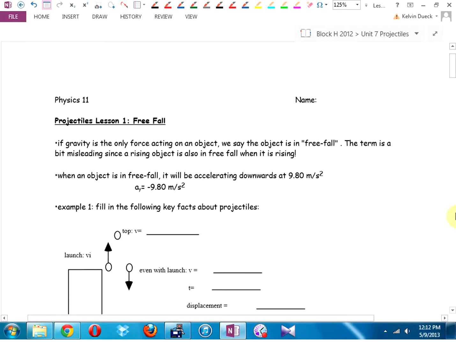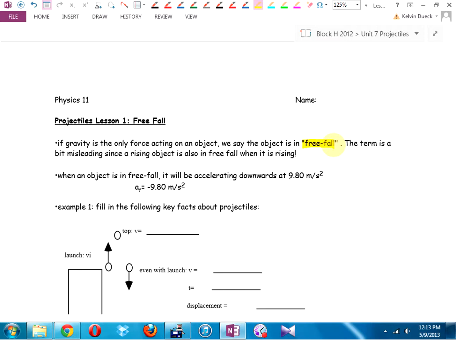So, free fall. If gravity is the only force acting on an object, we say the object is in free fall. It is a bit misleading because people think the word fall means moving down. Actually, when an object is on its way up, it's still in free fall. It is still accelerating down at negative 9.8 meters per second squared. That bugs kids, but hopefully we spent enough time looking at it this year that I've convinced you that that is the case. On the way up, there is no problem with an object having a positive velocity, but still accelerating downwards.